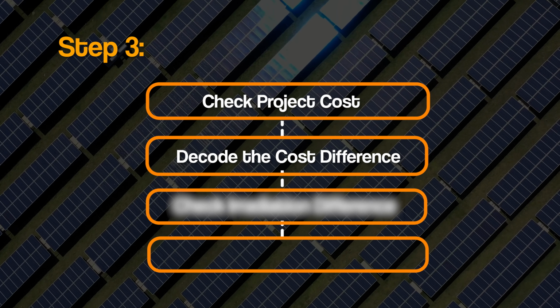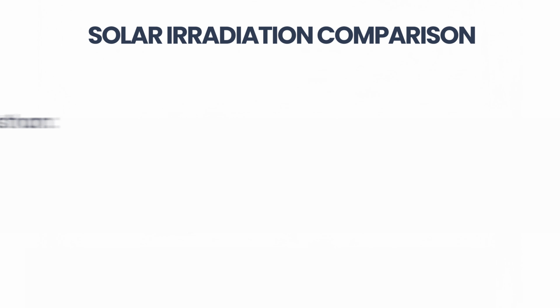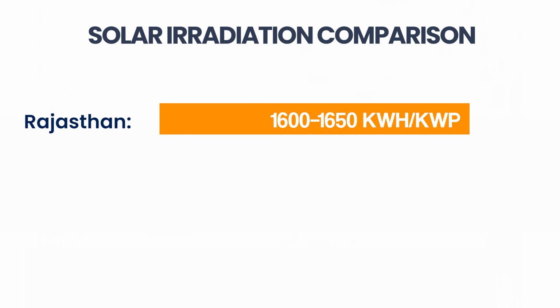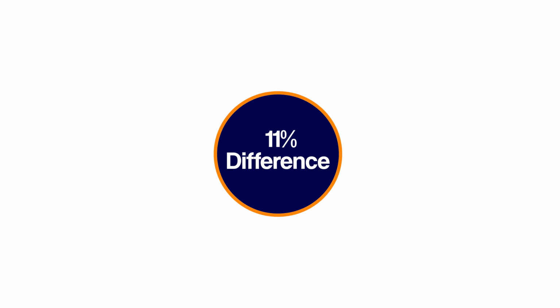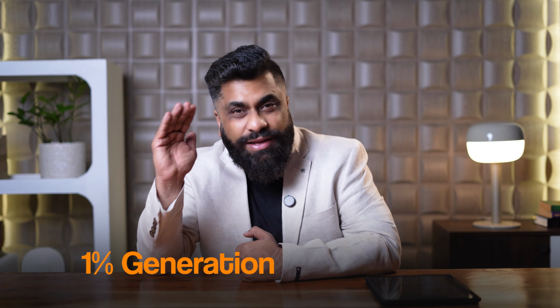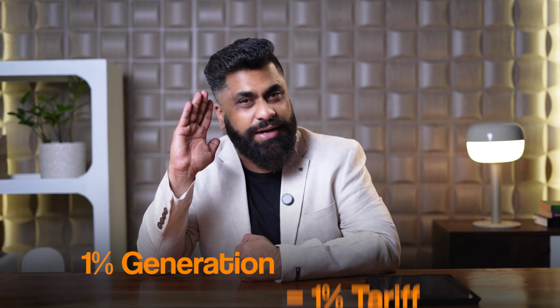In step 3, check the irradiation difference. In Rajasthan, irradiation is somewhere around 1600 to 1650 kilowatt hour per kilowatt peak, whereas in Uttarakhand, it was somewhere around 1425. That's a whopping 11% difference. And let me tell you, the sensitivity between the tariff and the generation or irradiation is also 1%, which means a 1% difference in the generation causes a 1% difference in the tariff. So once you have understood till this step, let's move to the 4th step.